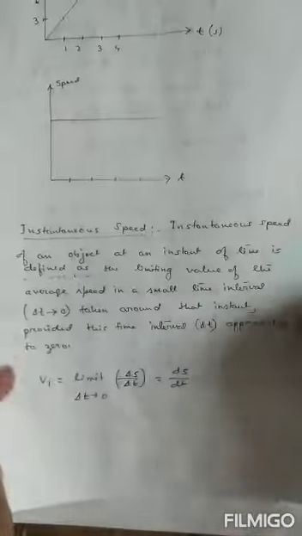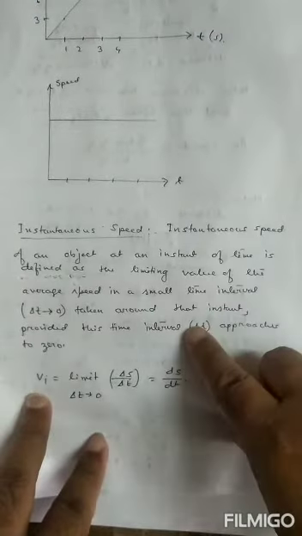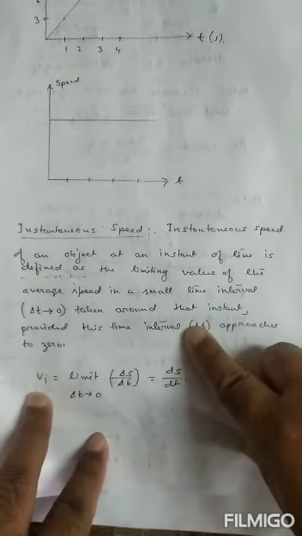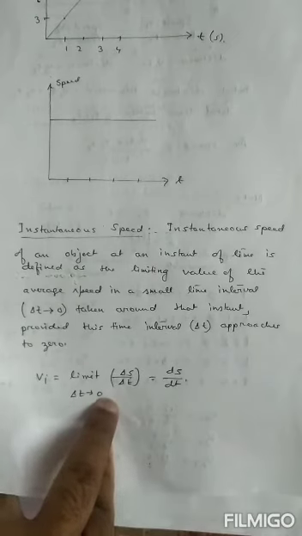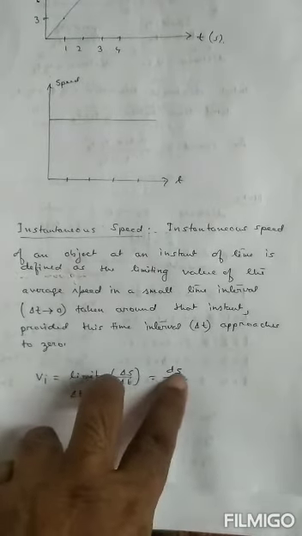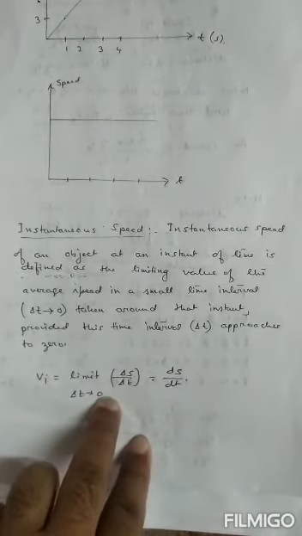And what is instantaneous speed? The speed of a body at a particular instant is called instantaneous speed. It is also the limiting value of average speed when the time interval is taken very small, that is delta t tends to 0. Mathematically it is written as ds by dt.